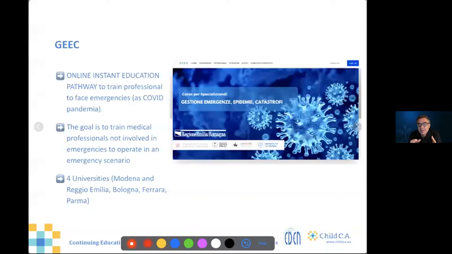So in this way, we are able to increase the number of people involved in the intensive care, and also to give some breath to the people in the first line of the pandemic. It was a joint project of the four universities of Emilia-Romagna, the University of Modena Reggio Emilia, the Alma Mater, University of Bologna, the University of Parma, and the University of Ferrara too.